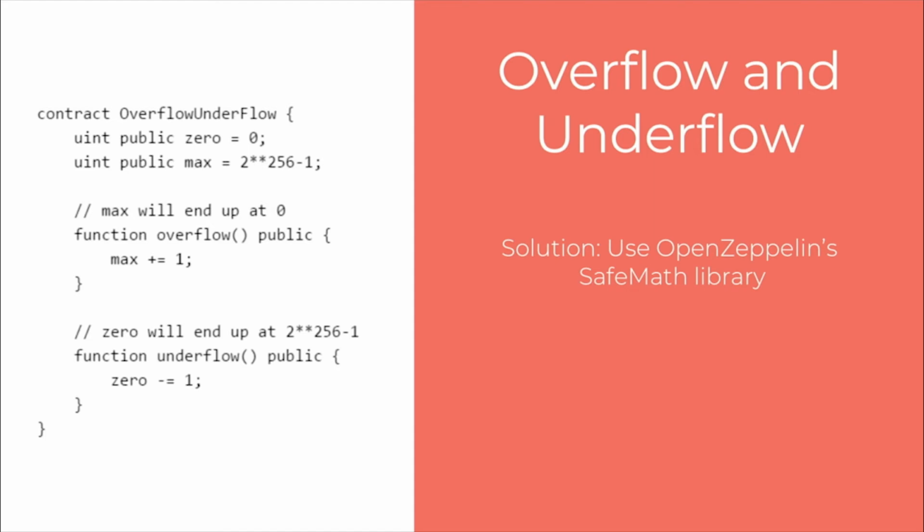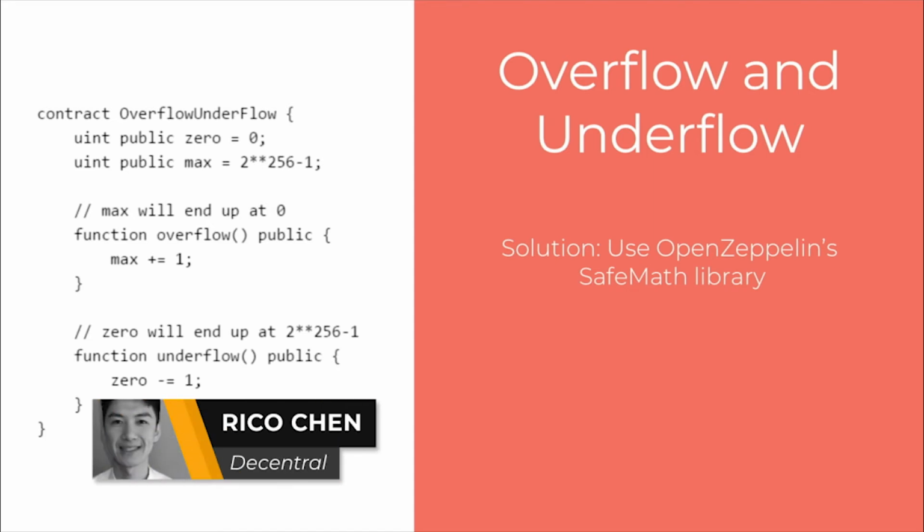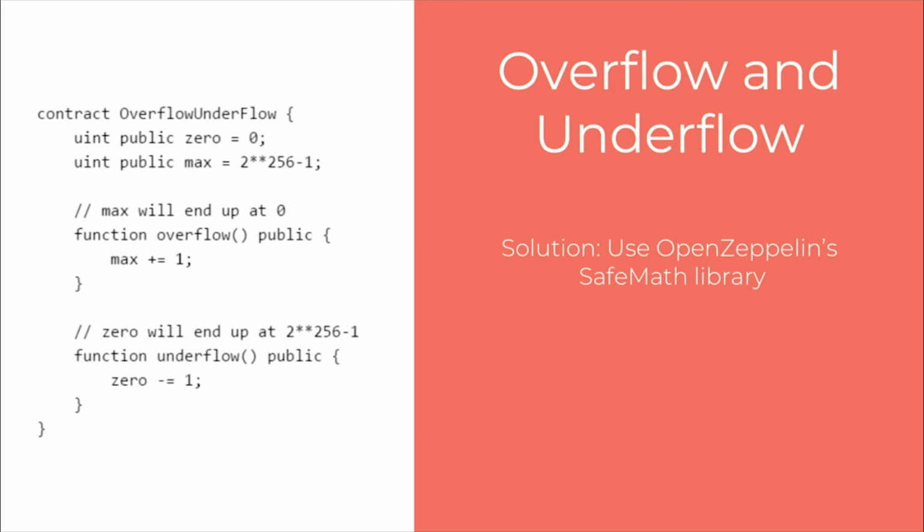Okay, overflows and underflows. An overflow is when a number gets incremented above its maximum value. Solidity can only handle up to 256-bit numbers, so incrementing by 1, like in the overflow function, would result in 0. And an underflow is when an unsigned integer 0 is decremented, which would result in the maximum value. The solution to this is to use OpenZeppelin's SafeMath library, which checks the resulting number for overflows and underflows.